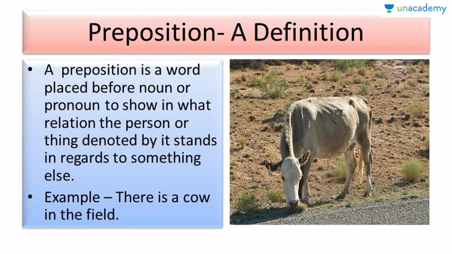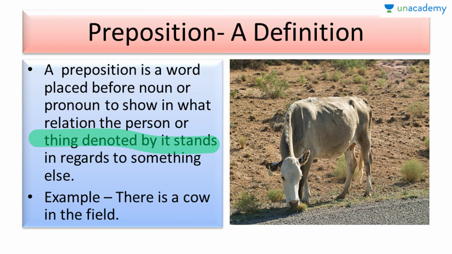Let's begin with the definition of preposition. What is a preposition? The basic definition which Wren and Martin write is: a preposition is a word placed before a noun or pronoun to show what relation the person or the thing denoted by it stands in regard to something else. This may seem a bit confusing: which relation, what relation, to which relation.